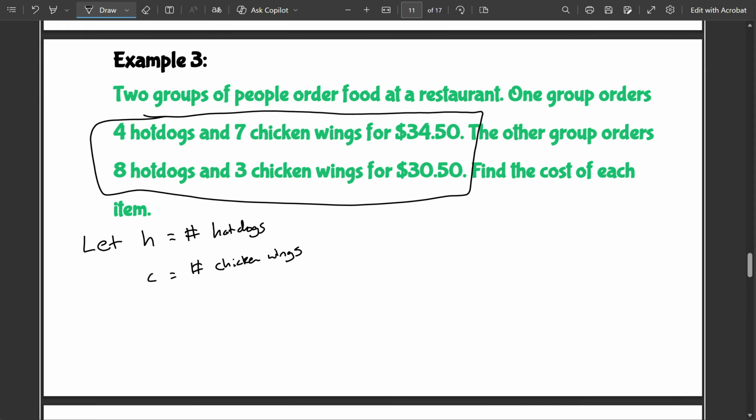All right. So we know in the first situation, what one group ordered, we have 4 hot dogs and 7 chicken wings is $34.50. So that's going to be 4H plus 7C equals 34.5. And the other group ordered 8 hot dogs and 3 chicken wings for $30.50. It's going to be 8H plus 3C equals 30.5.